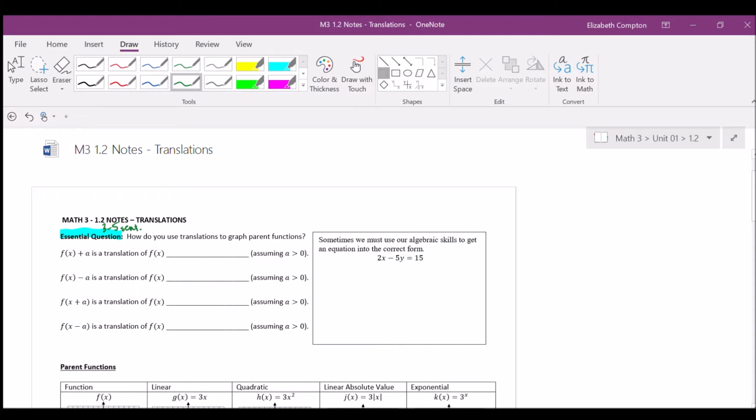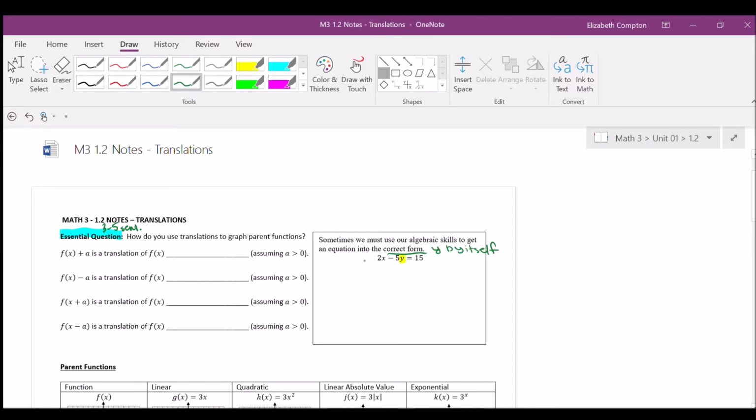All right, so before we get started on the meat of this section, I want to look at this box. Sometimes we must use our algebraic skills to get an equation in the correct form. What's the correct form? The correct form is y by itself. If we look at this equation, I have this 2x and this negative 5 in front of the y. So we have to move all of that.